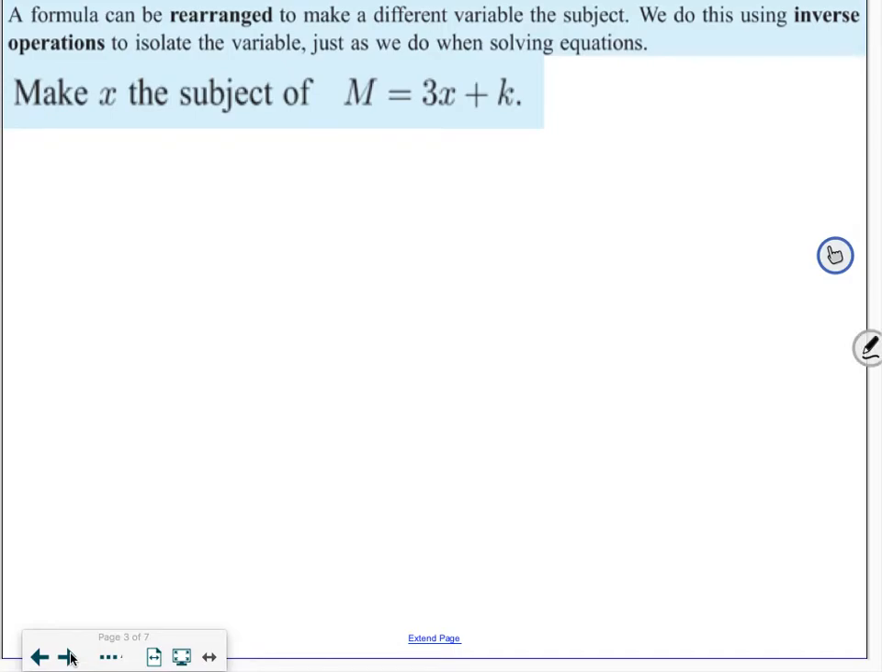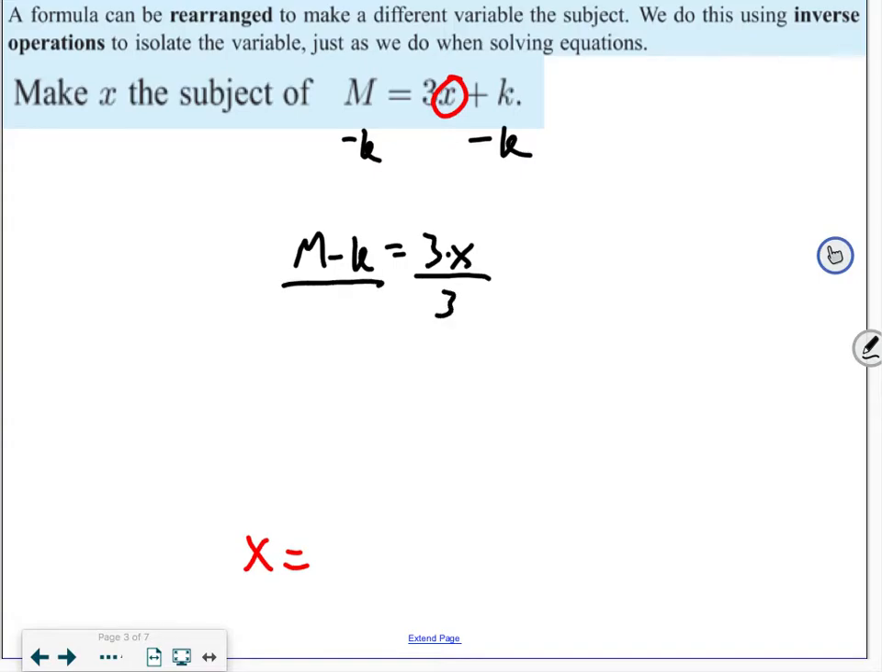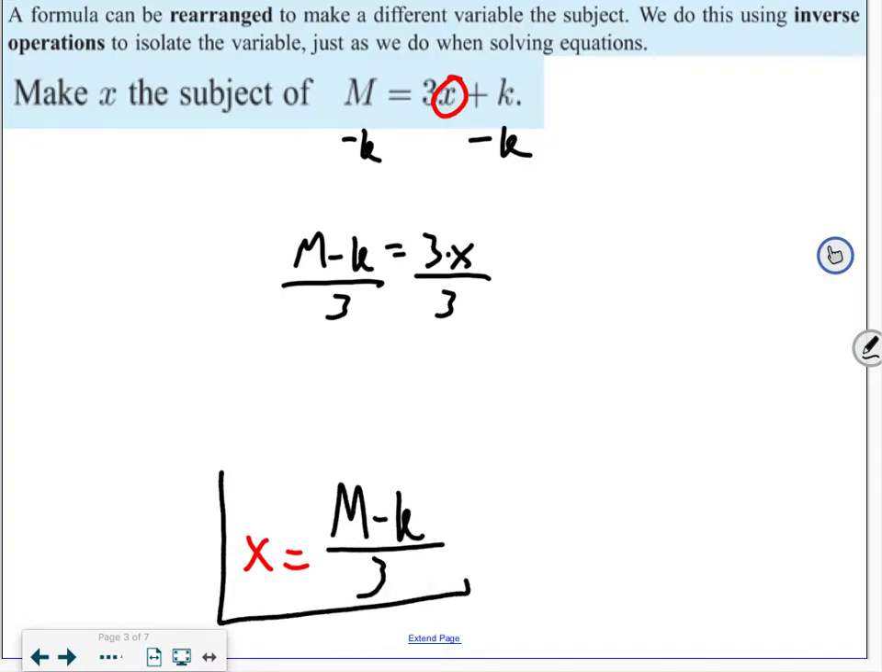Okay, so if I want to make x the subject of this, that means I want to get x by itself. My goal is x equals something. So I have to undo the things on the right side here. Looking at this, I'm first going to deal with my k value. So I'm going to subtract k from both sides. I get m minus k is equal to 3x. Well, that's a multiplication here, so divide by 3, divide by 3. So I'm going to see that x is equal to m minus k divided by 3. This can be useful if we're trying to solve for x and we have m's and k's. We don't want to do the algebra over and over again.